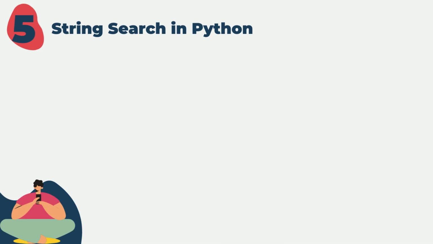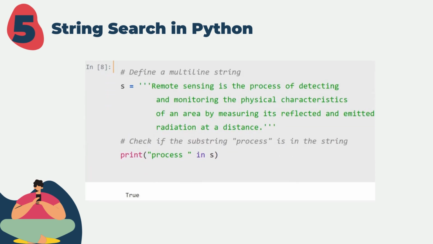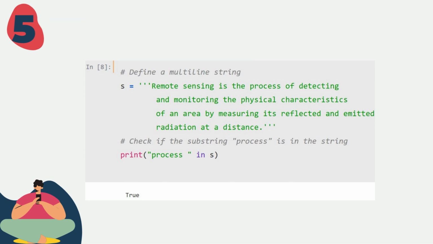In Python, you can check if a substring is present in a string using the in keyword. In this example, we use this keyword to check if the substring process is present in the multi-line string and print the result. The result of this expression is true or false.